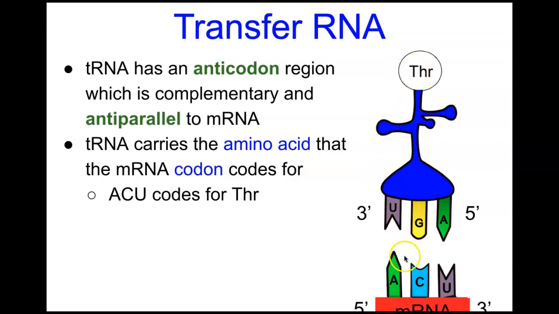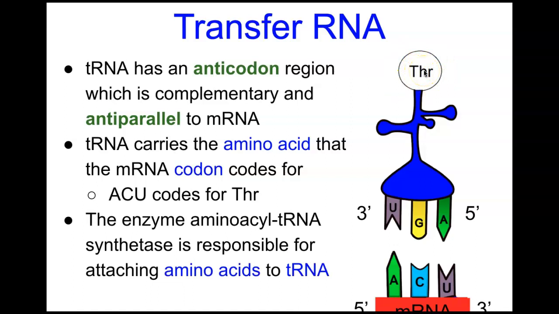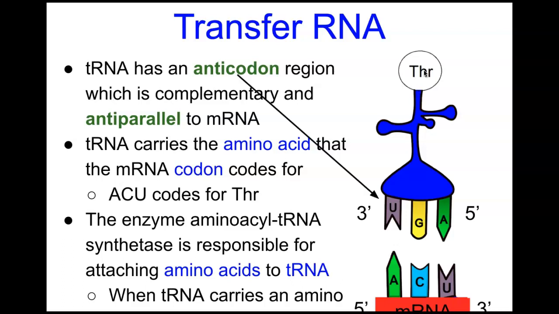Do not do that. What you always want to do is look up the messenger RNA's codon in the genetic code to determine the amino acid that's coming into play. If you look up the first base A, second base C, and third base U, that codon ACU would translate into the amino acid threonine, abbreviated THR. The enzyme aminoacyl tRNA synthetase is responsible for attaching those amino acids to transfer RNA. When tRNA carries an amino acid, it is charged. So now we have that transfer RNA molecule being charged because it has that amino acid threonine attached to it.